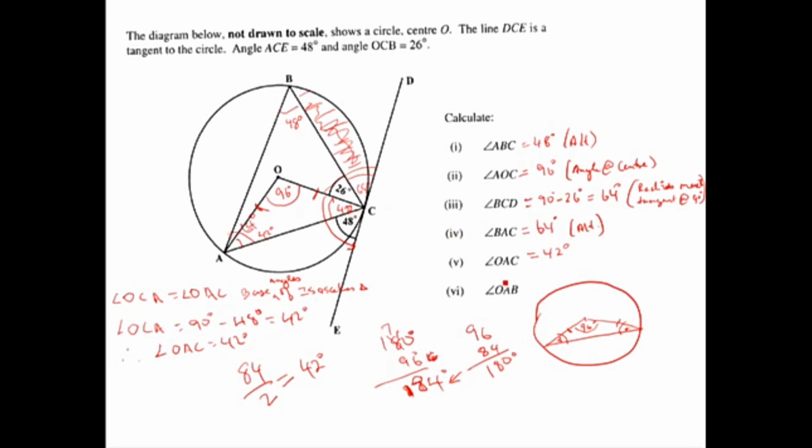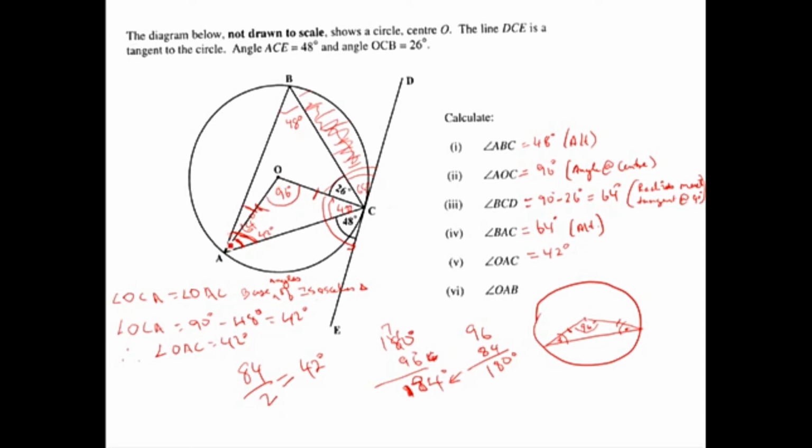Okay, the last one is angle OAB. Now that should be simple. Angle O to A to B. Since we found angle OAC to be 42 and the entire angle BAC to be 64, then these two pieces must add up together to give you 64. In other words, if this entire angle here is 64 and this piece is 42, then what is this piece here that they're asking us for?